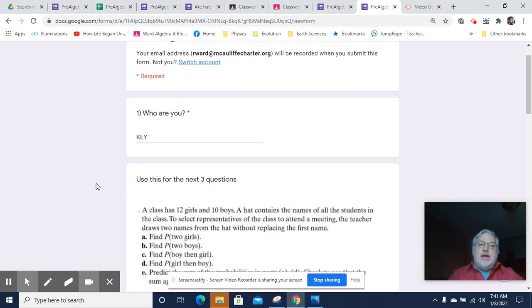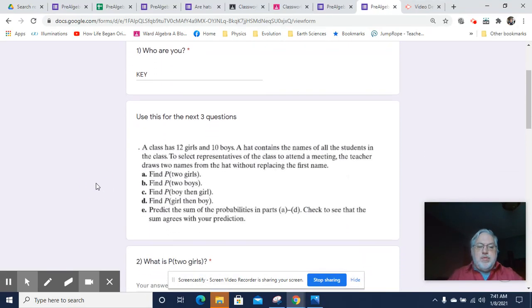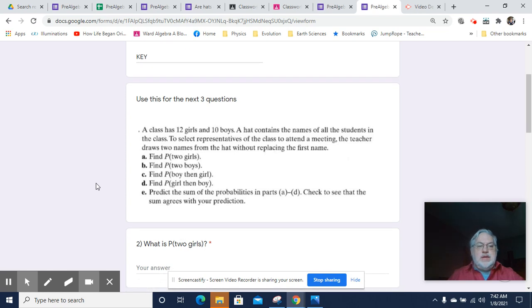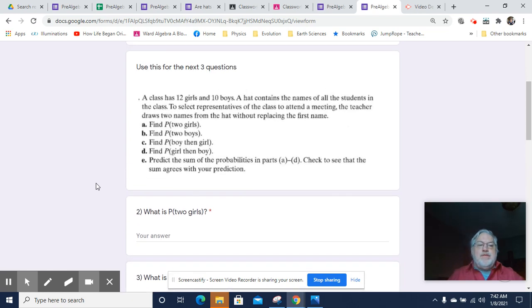I'm going to do a quick key for the exit ticket for today for PreAlgebra week 16, day 3. And the first question comes from this selection here. So a class has 12 girls and 10 boys. A hat contains the names of all students in the class. Select representatives of the class to attend a meeting. The teacher draws two names from the hat without replacing the first name. Okay, so what is the probability of two girls?